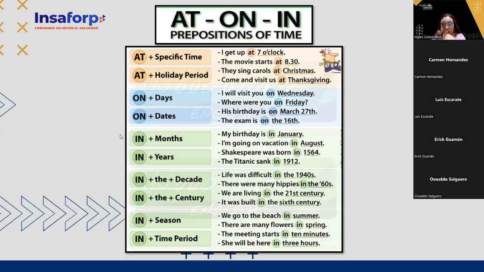Ahora bien, si voy a mencionar solo el mes, sin la fecha, sin el día, solo el nombre del mes, ocupo in. For example, my birthday is in January, okay? I finished classes in October. We started the class in September, okay? Si solo menciono el nombre del mes, es in. Y lo mismo con el año. Solo va el número, el año, es in. For example, I was born in 1989, okay? I will finish working in 2030, okay? In.